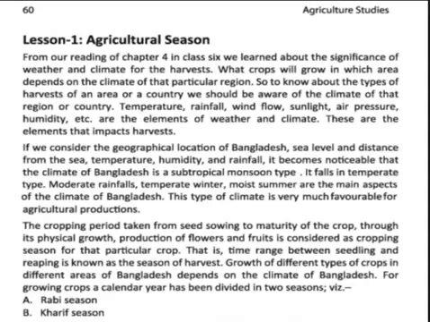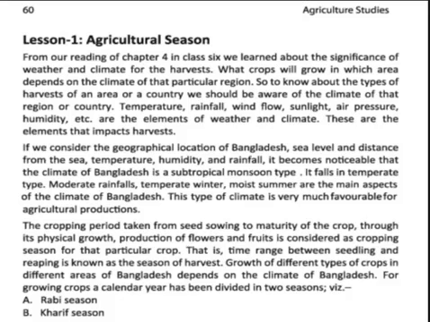Lesson 1, agriculture season. From our reading of chapter 4 in class 6, we learned about the significance of weather and climate for the harvest. What crops will grow in which area depends on the climate of that particular region. So to know about the types of harvest of an area or a country, we should be aware of the climate of that region. In class 6 we learned what types of crops befit the climate of a region. If we want more crops, we need to know about the climate of a region of a country.